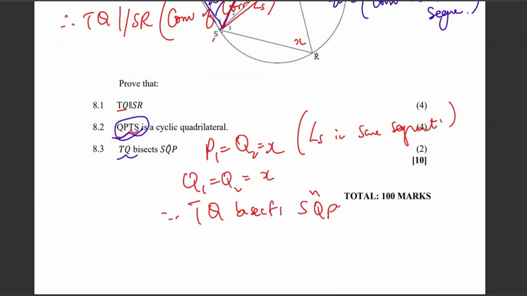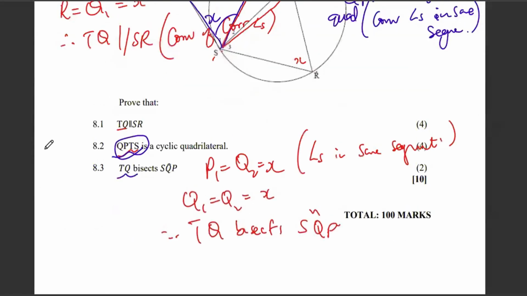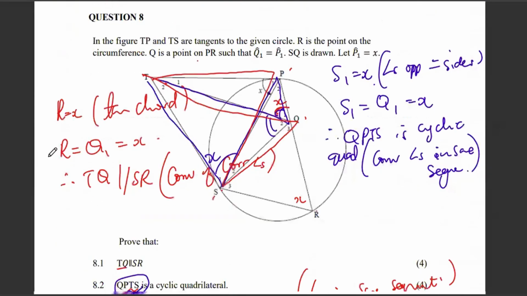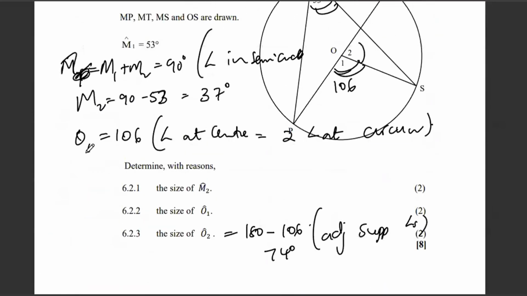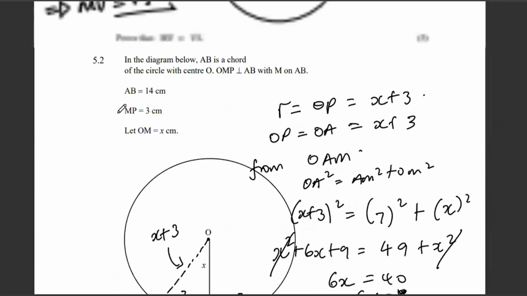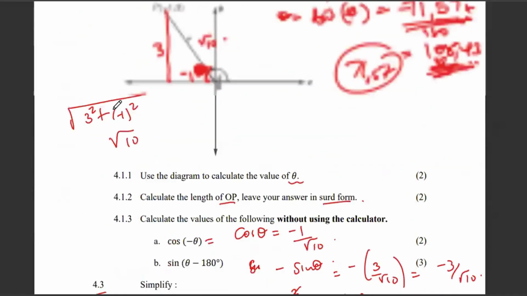All right, so that brings us to the end of the paper. They said 9 questions, but I'm seeing just 8. Nevertheless, that's how the paper was meant to be done. I believe this paper was very doable and very fair.